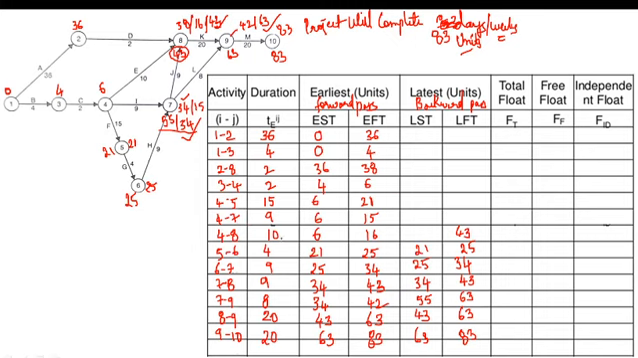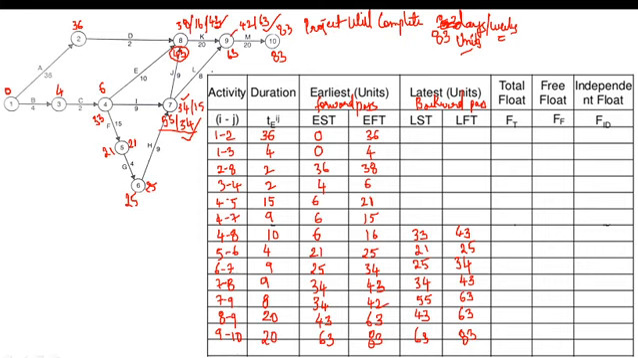43 minus duration. Duration is how much? 10. So 43 minus 10 is how much? 33. Where will you write the 33? Below the 4 value. 33. One is 33. Okay.